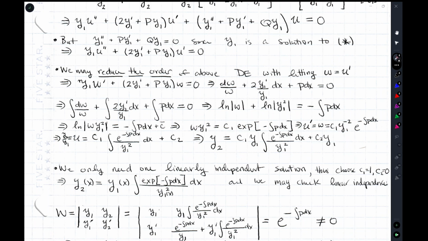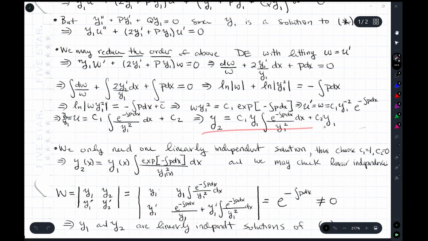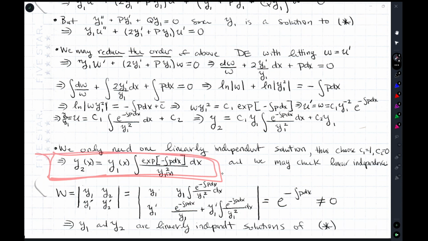And we're really after just one linearly independent function. This is a second order differential equation. So once we have two linearly independent functions, then we have a fundamental set. And so as long as we could just find one, we're fine. So why don't we just simplify things by assuming C1 is equal to 1 and C2 is equal to 0, and we end up with this final form. Again, no need for the generality.